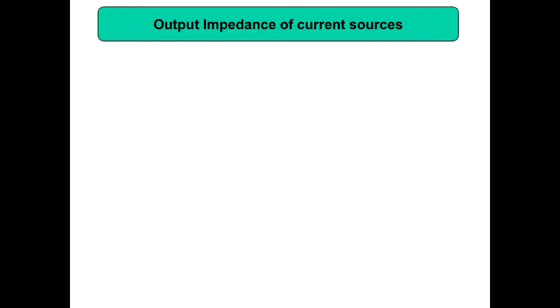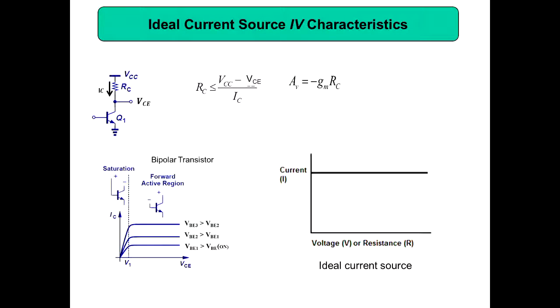If you connect an ideal current source, you can set this current IC, and the ideal current source has a very high impedance. You know what I mean? So I can draw it.